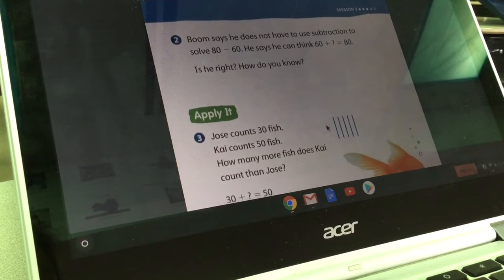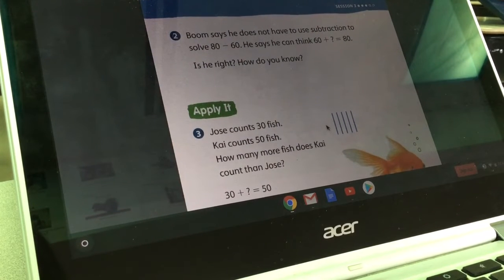Go ahead and flip to the back side of this paper. Number 2 says, Boom says he does not have to use subtraction to solve 80 minus 60. He says he can think 60 plus blank equals 80. Is he right? How do you know? Let's read that again. This time as I read it, be thinking about if he's right. Can he use addition to solve this problem?